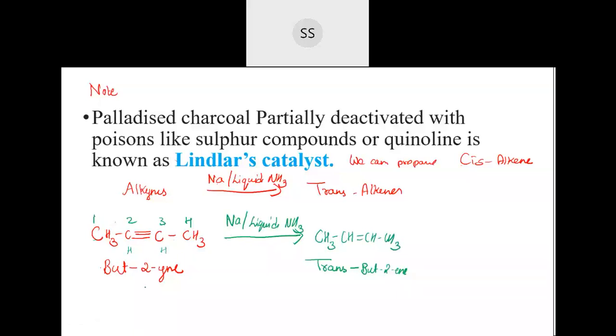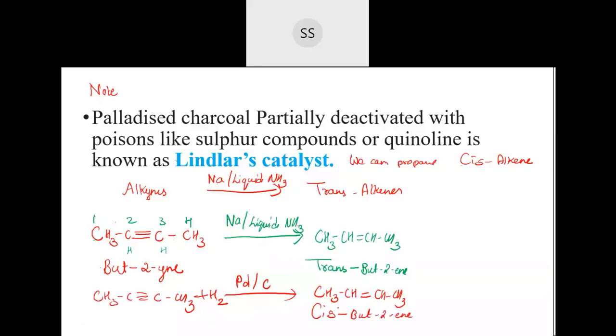Now, same reactant, if I take CH3, C triple bond C, CH3, but if they give you Lindlar's catalyst, then your product is CH3CH. Again, you are going to add hydrogen here, but this happens in the presence of hydrogen. Earlier you are not taking hydrogen because liquid ammonia will be providing the hydrogen. With Lindlar's catalyst, you should take a calculated amount of hydrogen. So you add hydrogen across the triple bond and you get CH double bond CH and then CH3. But see the name you are going to write: it is cis-but-2-ene. Cis-but-2-ene is the product.